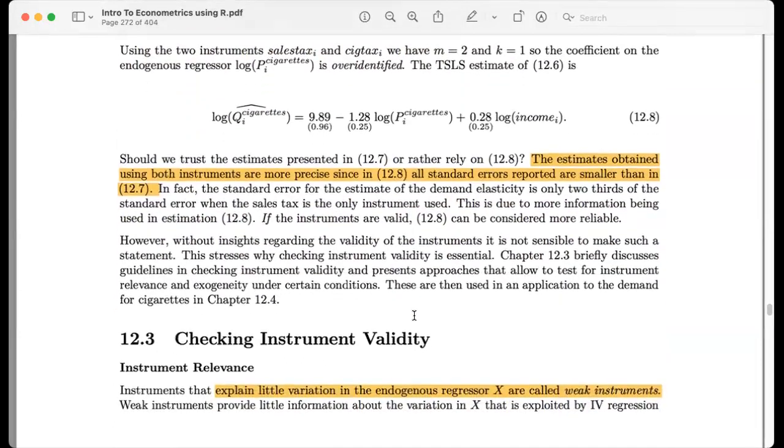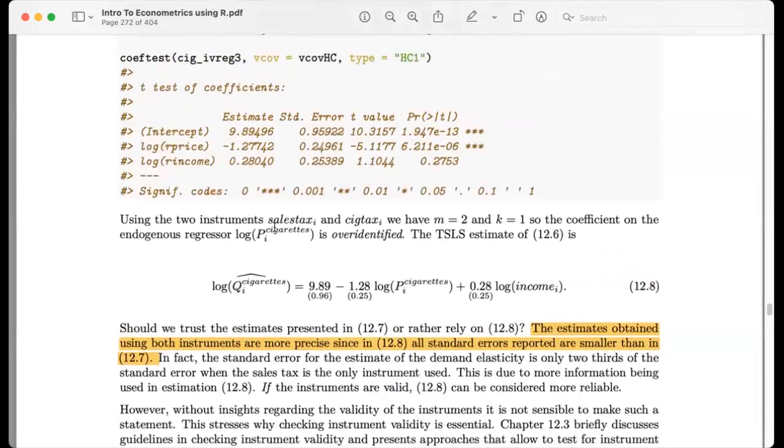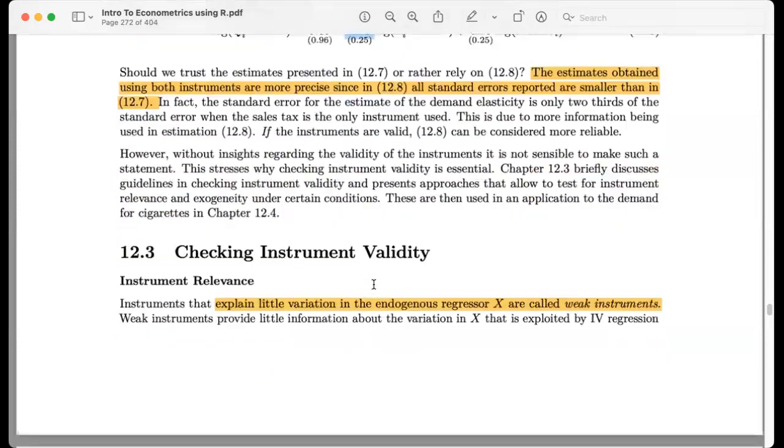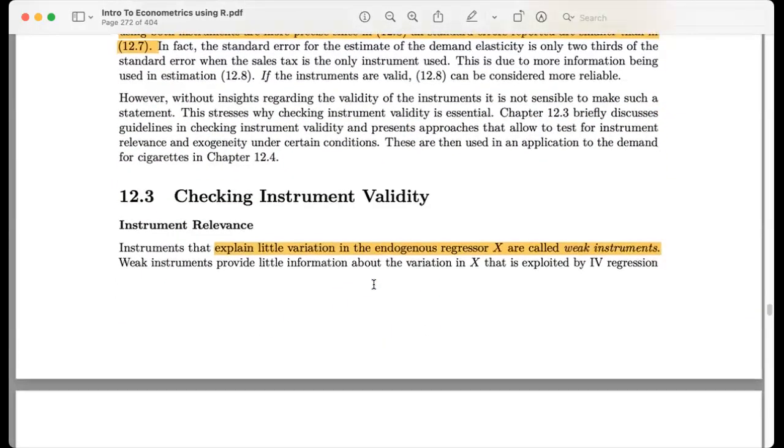So now we have to check for the validity, because even with this, we still cannot give a lot of causal weight to this coefficient. There could still be some bias, because we are not sure whether the two instruments we use both meet the two conditions for the validity of an instrument. So we check for the validity of the instrument. It talks about weak instrument validity.